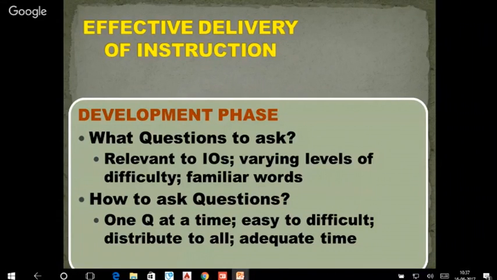One is that one question at a time. Secondly, you will address the question to all, let them raise their hands, and then you can call a particular person to answer the question. And the question should start simple, and then keep increasing the difficulty level.